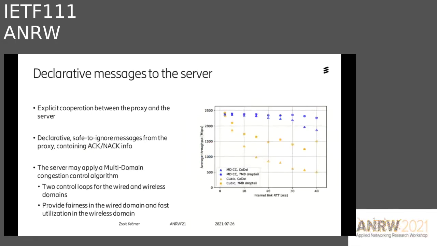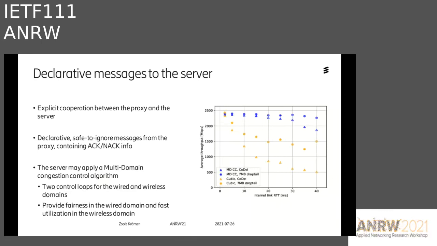The third use case is sending declarative messages to the server. This assumes another explicit tunnel between the proxy and the server. And then the proxy is able to send declarative, safe to ignore messages containing acknowledgement or even NACK info. And the server can then utilize these acknowledgements and apply a multi-domain congestion control algorithm, which maintains two separate control loops for the wired and the wireless domains. One of them is clocked by the acknowledgements from the proxy, the other one by the acknowledgements from the client. One of them can be more conservative and the other more aggressive, and thus the algorithm is able to provide both fairness in the wired domain and fast utilization in the wireless domain.